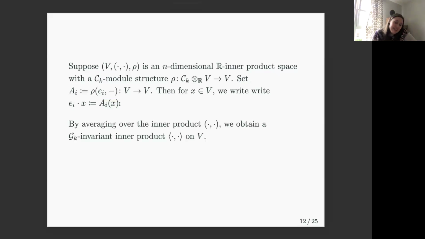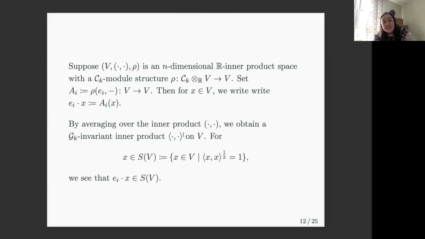And then you can build, using this averaging process, and I don't want to get bogged down in the details, an inner product which is GK invariant. So this is this multiplicative subgroup. So we can build a new and better inner product on this vector space that's GK invariant. And the point of this is that if you take this sphere on V, with respect to this GK invariant inner product, then the Clifford multiplication will stay on the sphere.